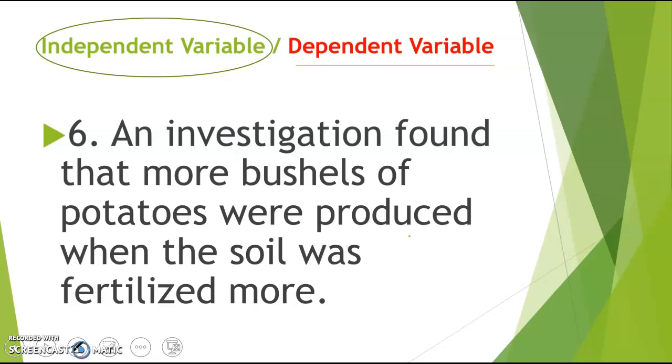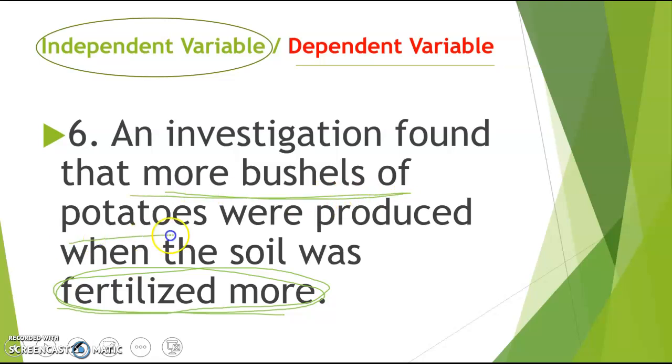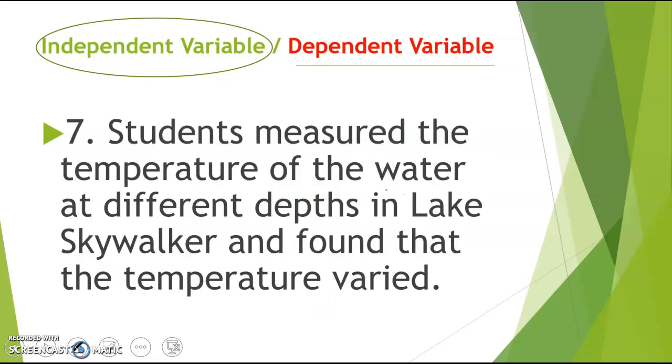All right, what are you changing? Well, you're changing the amount of fertilizer that you're putting in the soil. So you can change the amount of fertilizer. What are you measuring? Well, you're measuring how many bushels of potatoes were actually produced. So you can count the bushels of potatoes that were produced in each section of soil that you change the amount of fertilizer. Number 7, students measured the temperature of the water at different depths in Lake Skywalker and found that the temperature varied.